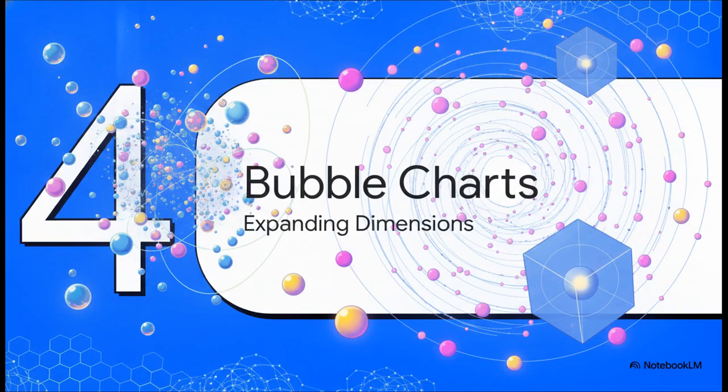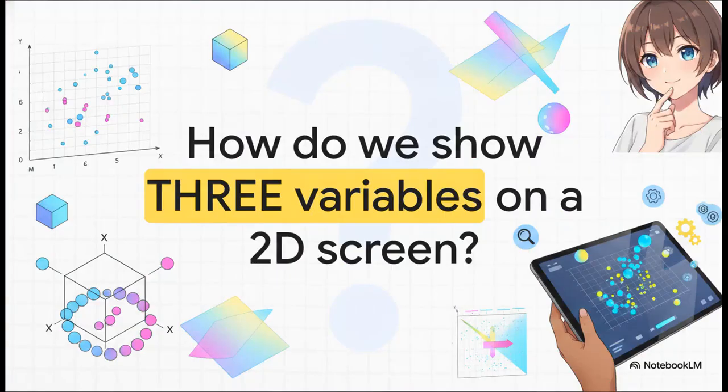Section 4, Expanding Dimensions with Bubble Charts. It's time to elevate our data visualization toolkit. So here's a little puzzle for you. A standard scatter plot uses a horizontal x-axis and a vertical y-axis, right? Which means it limits us to comparing exactly two numerical variables. But what if we have three? How do we show a relationship between three variables on a flat, two-dimensional screen without making a confusing, cluttered mess?